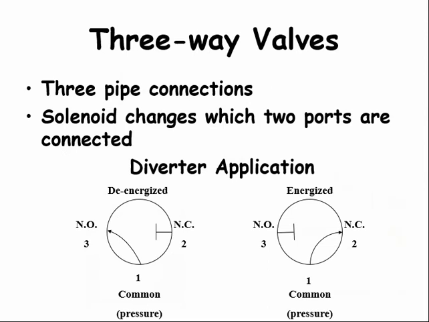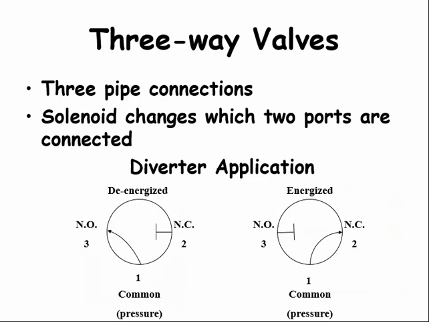This slide introduces the three-way valve. A three-way valve has three connections. One connection is called the common connection, which is labeled as the number 1 connection in the figure. This connection allows flow at all times and is connected to either port 2 or port 3. So a three-way solenoid valve switches which port, port 2 or port 3, is connected to port 1.